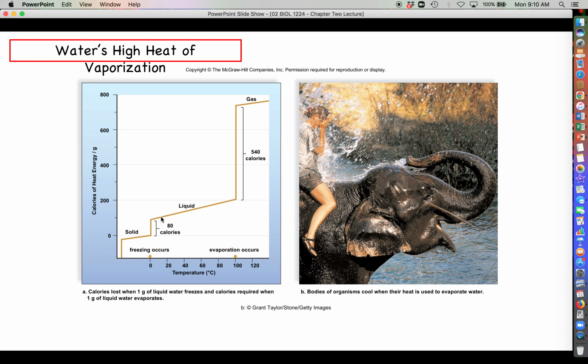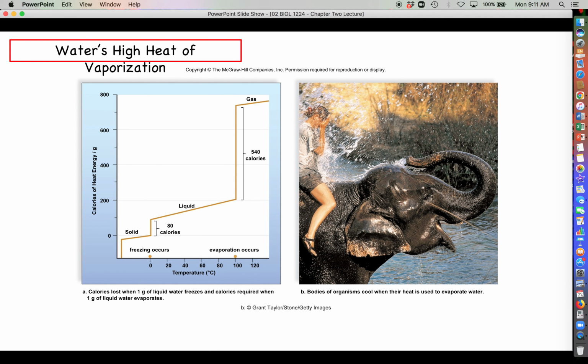This is what we were talking about when we said that water has a high heat capacity, meaning that it's going to take a lot of energy to get the temperature of water to increase. So the more flat parts of the curve here are referring to water's high heat capacity. The really steep parts of the curve here are what we're talking about when we say water has a high heat of vaporization.